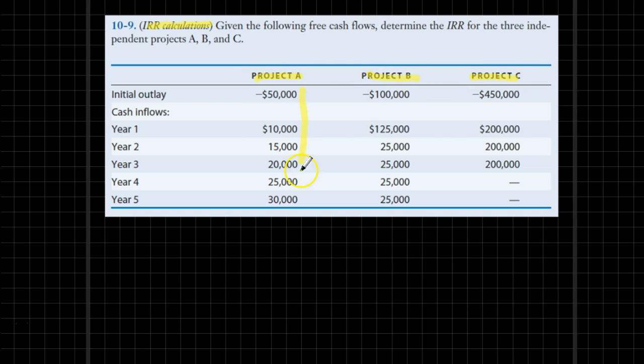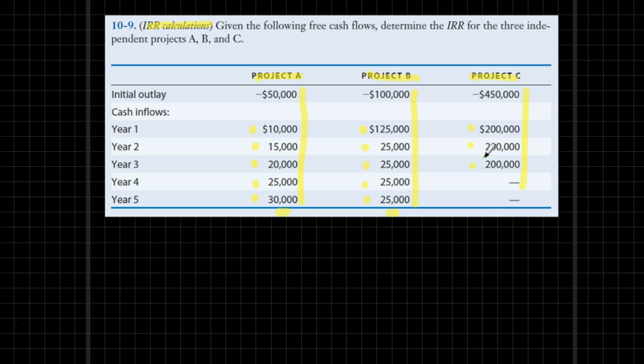You can see the stream of cash flows for all three projects. For projects A and B, those cash flows are uneven, meaning the cash flows from one year to the other are not equal to each other. For project A, they are all different. For project B, the cash flows for years 2 through 5 are the same. However, the first year's inflow is different. For project C, though, the three cash inflows are the same.